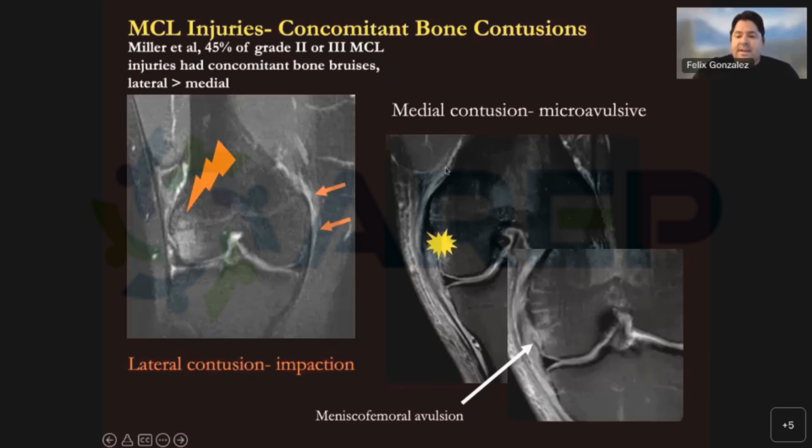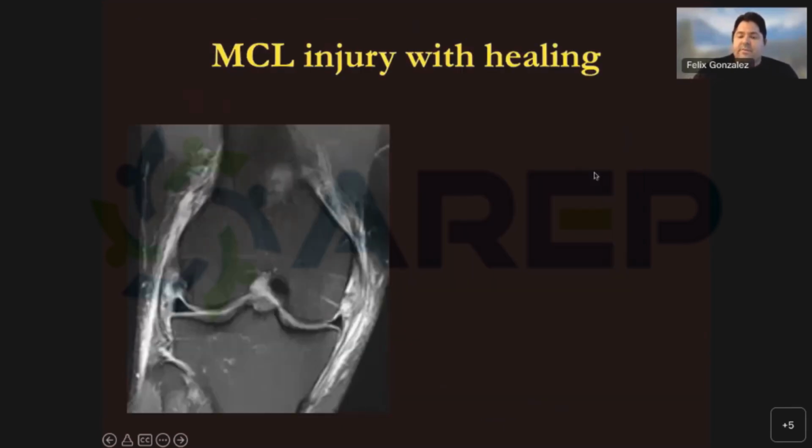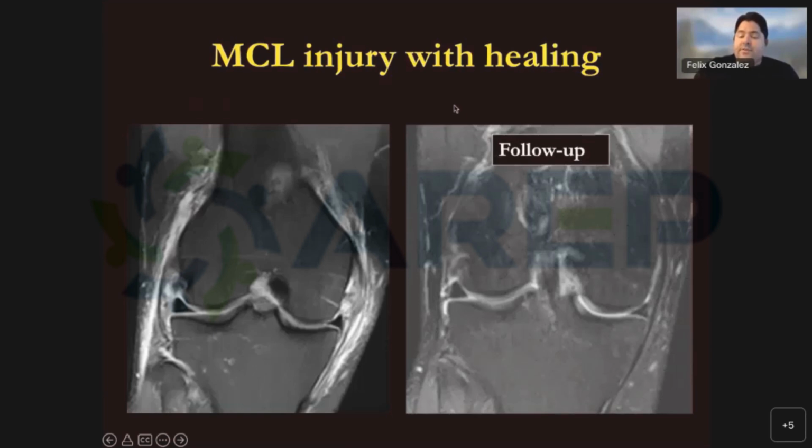So either you can have just a contusion on the opposite side, right? Because you have a force coming this way that will open up the medial aspect of the knee, consequentially leading to MCL injury. Or you can have a medial contusion, just micro avulsion with direct contact into the MCL, leading to various degrees of MCL injury. MCL injury usually heals very well.